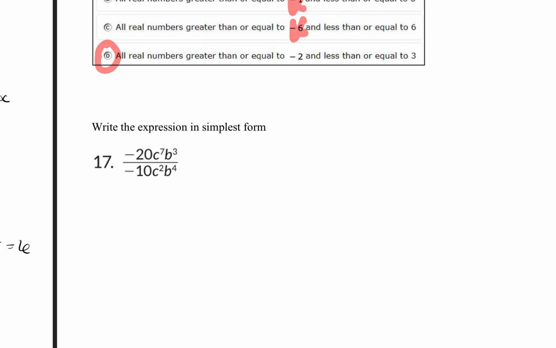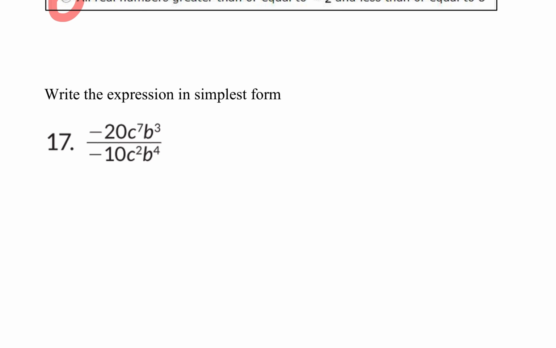And then this one. What rule is it? You have to figure out, is it the quotient rule? Quotient means it's a fraction. A fraction means to divide. So yes, it's going to be division. Okay, I'm going to divide my bases when they are different, which they are. So I have -20 over -10, which is 2. And then I am going to subtract my exponents, variable to variable. C, 7 minus 2. And then I'm going to do B, 3 minus 4.